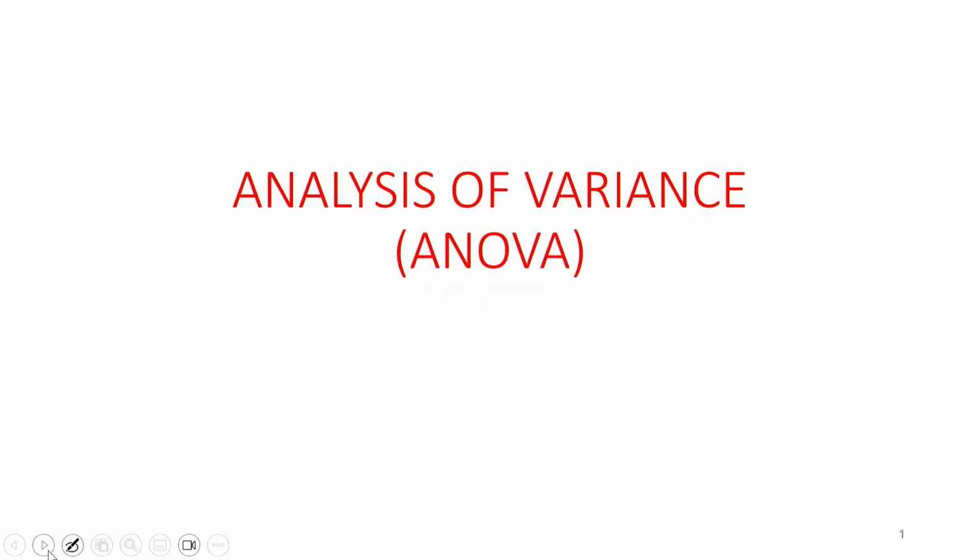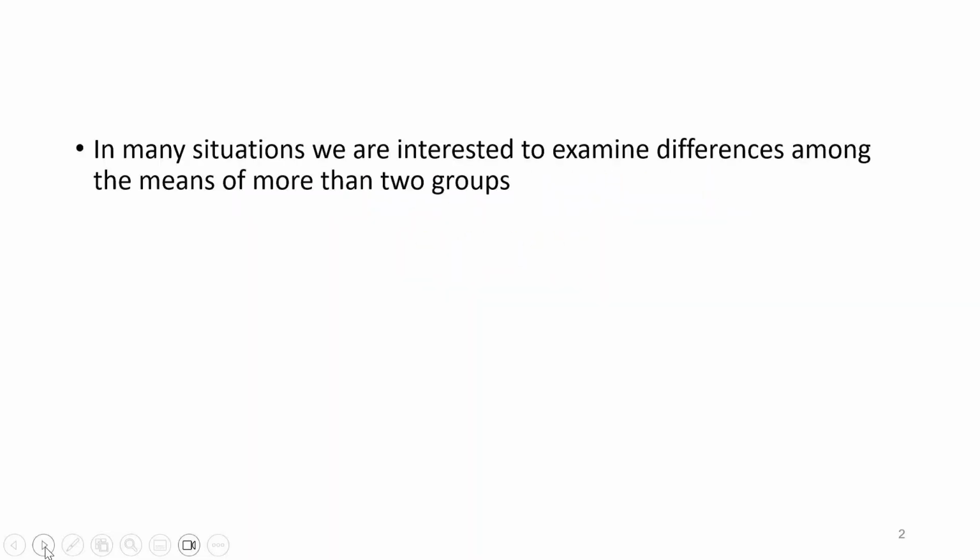So today we are going to learn analysis of variance. In short form, it is known as ANOVA. Now there are situations when we are interested to examine differences among the means of more than two groups. So we have already studied how to find out the difference between two means, whether the means are significantly different from each other or not.